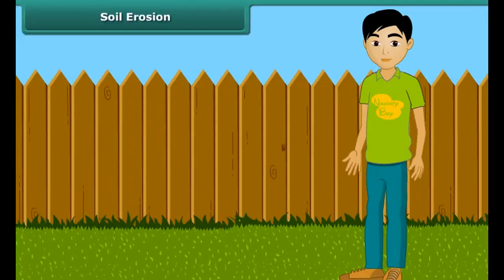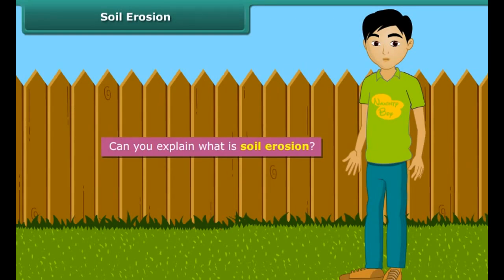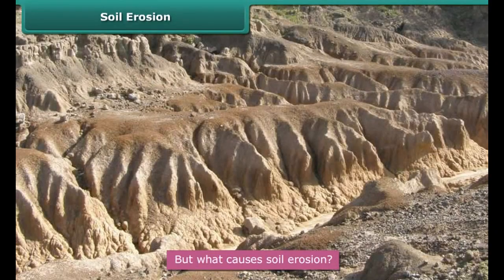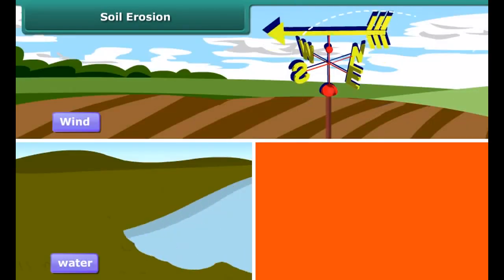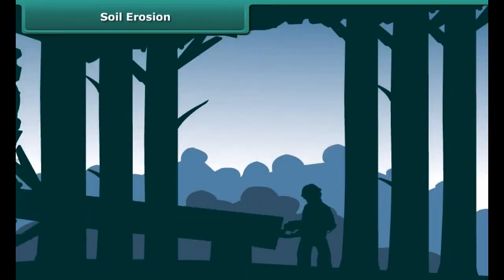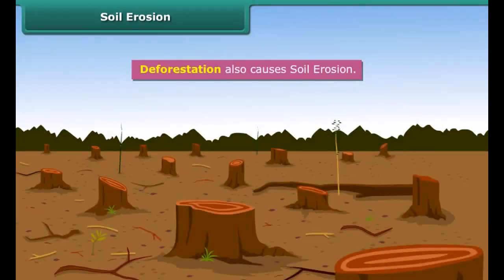Soil erosion. Can you explain what soil erosion is? Well, soil erosion is a process of removal of the top layer of the soil. But what causes soil erosion? Basically, it is caused by the action of wind, water, and ice. These are the agents of soil erosion. Apart from natural agents, human activities like cutting down the trees also cause soil erosion.